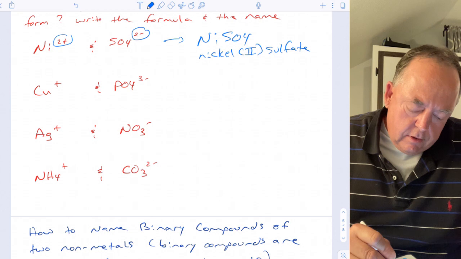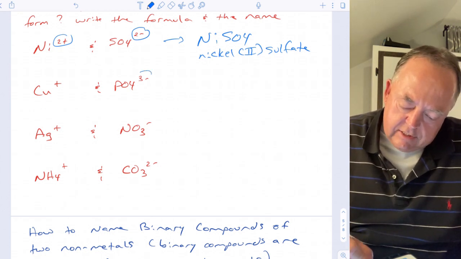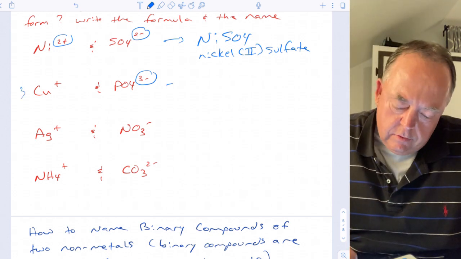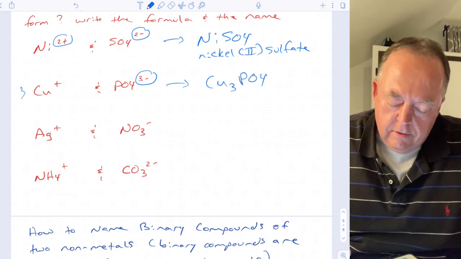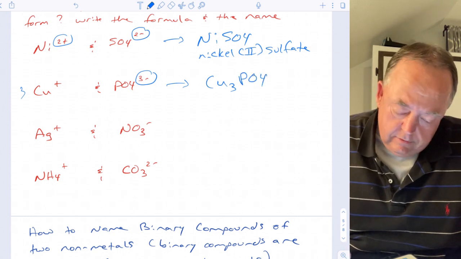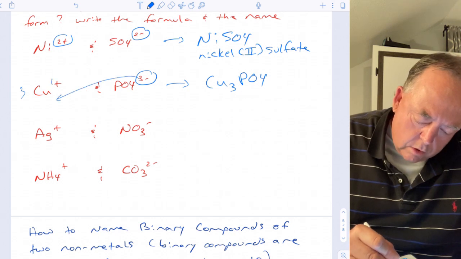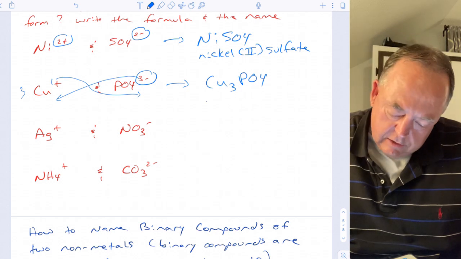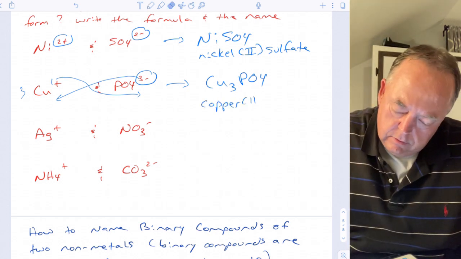Okay, so copper, Cu is copper. Since this has a -3 charge, you will need 3 of these to balance that to 0. So you need Cu3PO4. Again, you can take that number there, there's a 1 here, and you can take that number there. So you need 3 coppers and 1 phosphate. So this would be copper 1 phosphate.